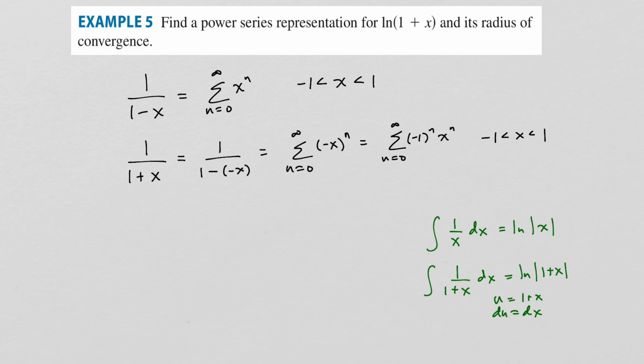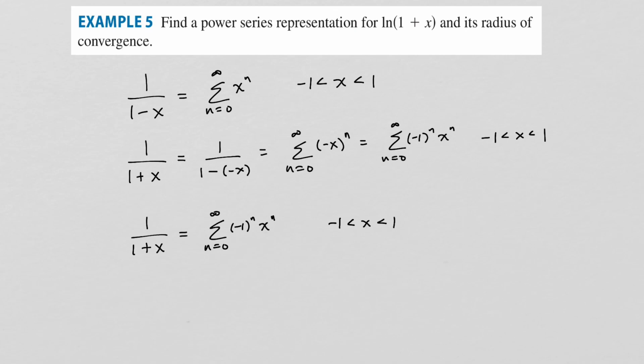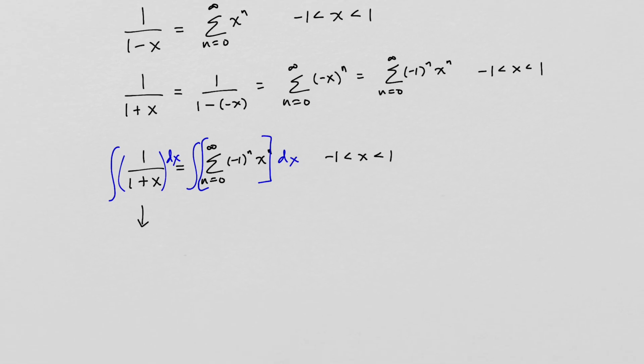Okay? So the thought process is I need the power series for 1 over 1 plus x so that I can take the antiderivative to get the natural log function, and then I'll find the power series by simply taking the antiderivative here. So basically what's happening is we have our power series for 1 over 1 plus x, and we are going to take the antiderivative of the left side here, and that is going to equal the antiderivative of the right side. Now, as we just mentioned, the antiderivative of 1 over 1 plus x is the natural log of the absolute value of 1 plus x.